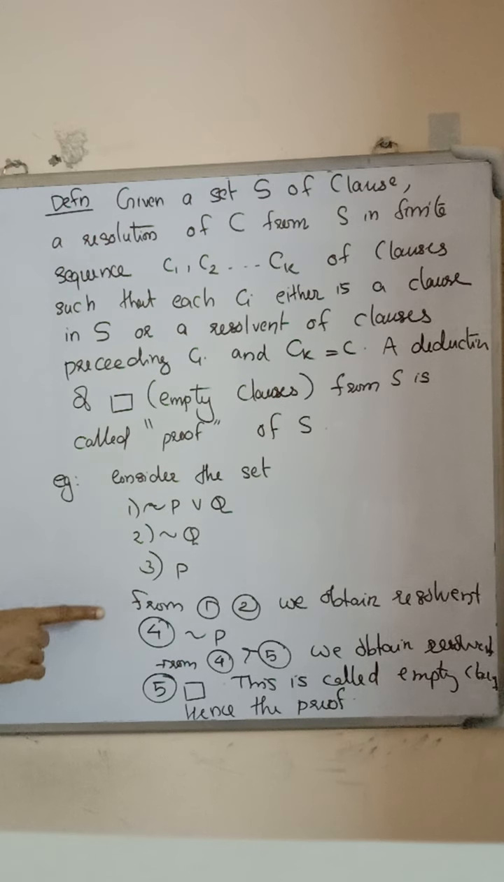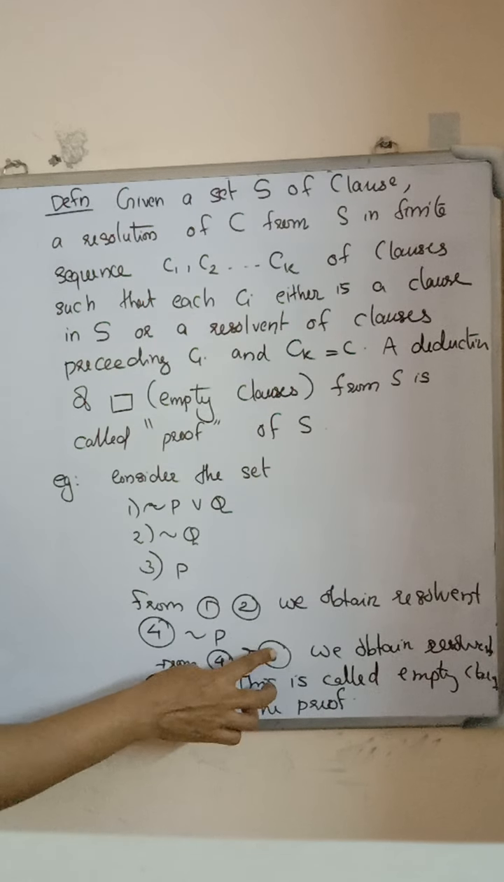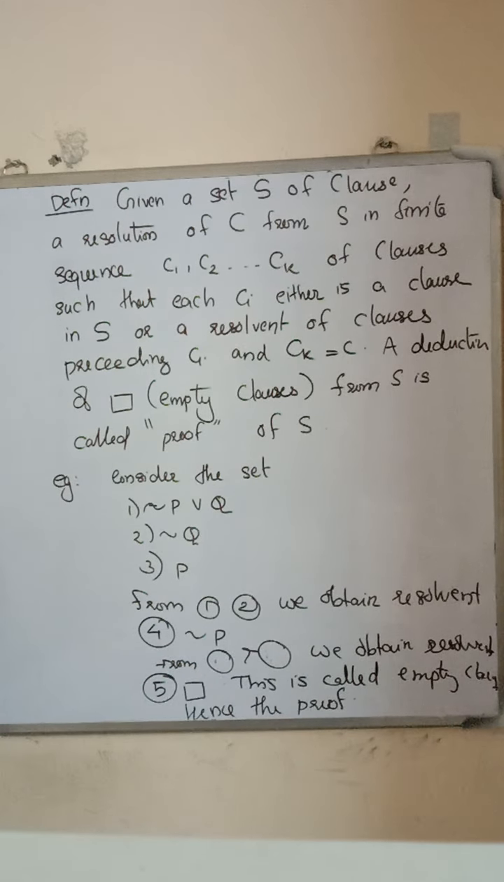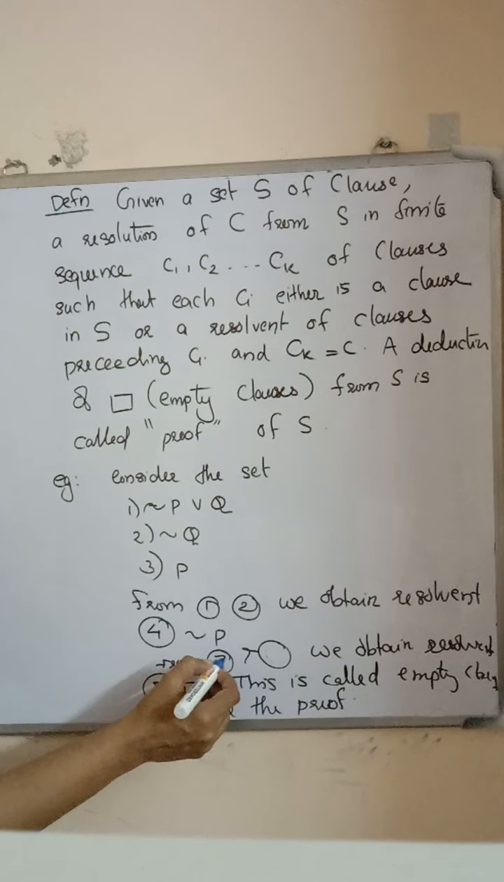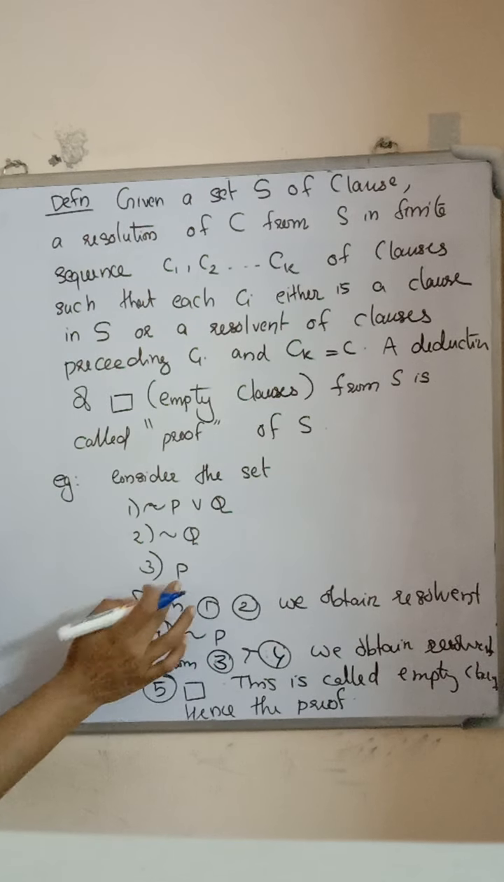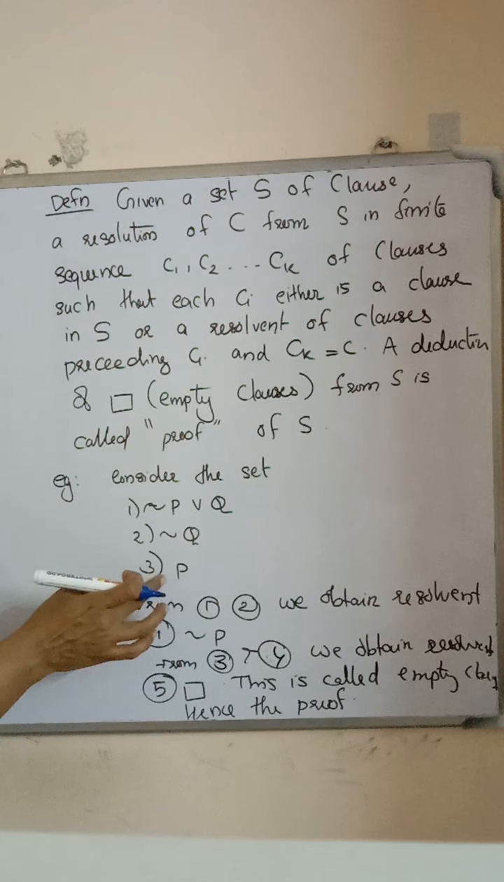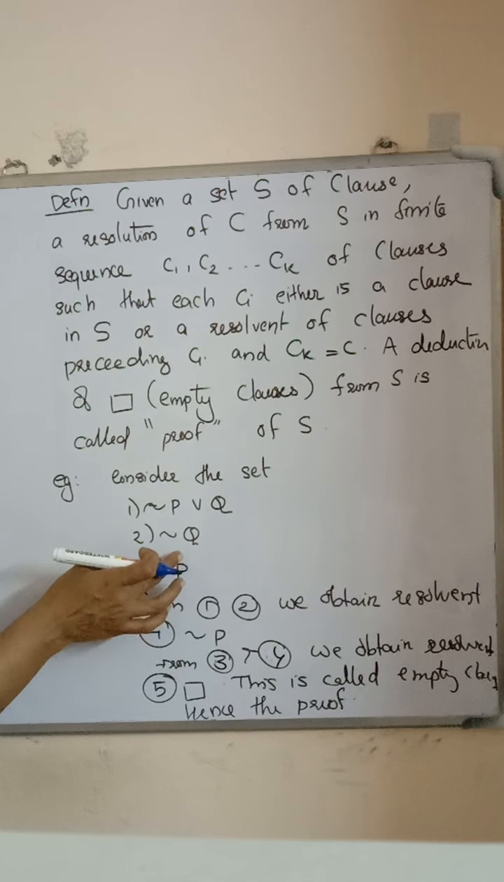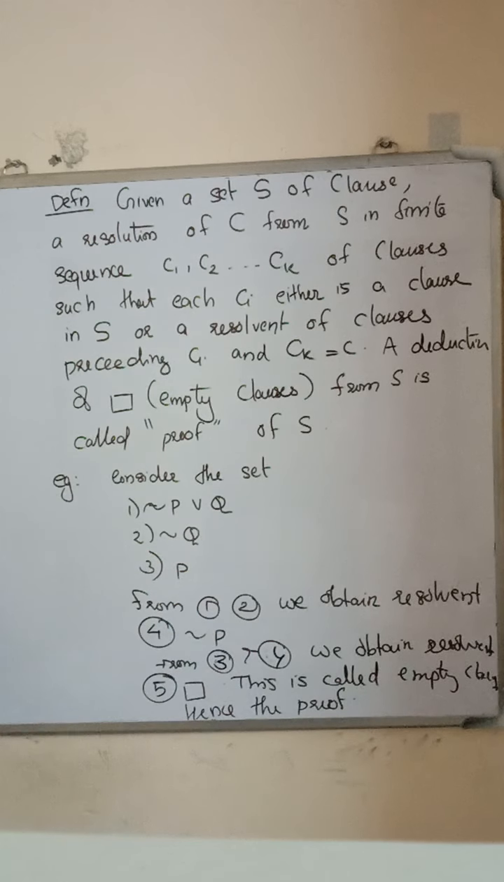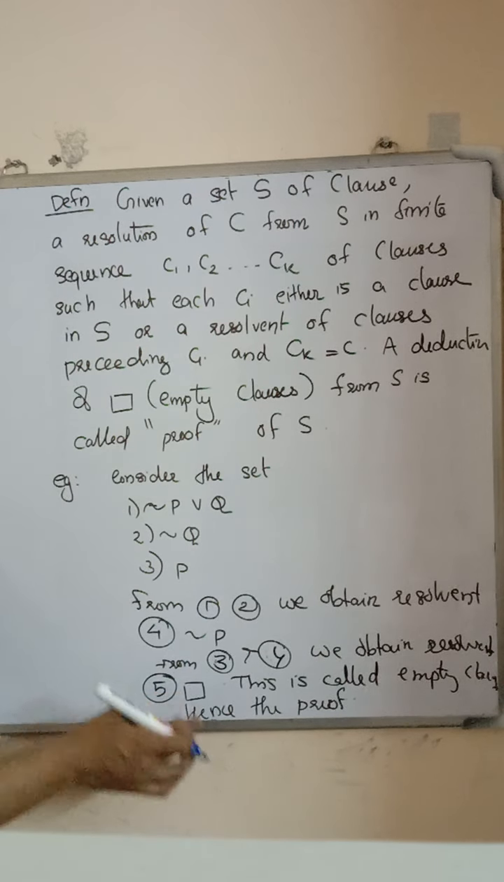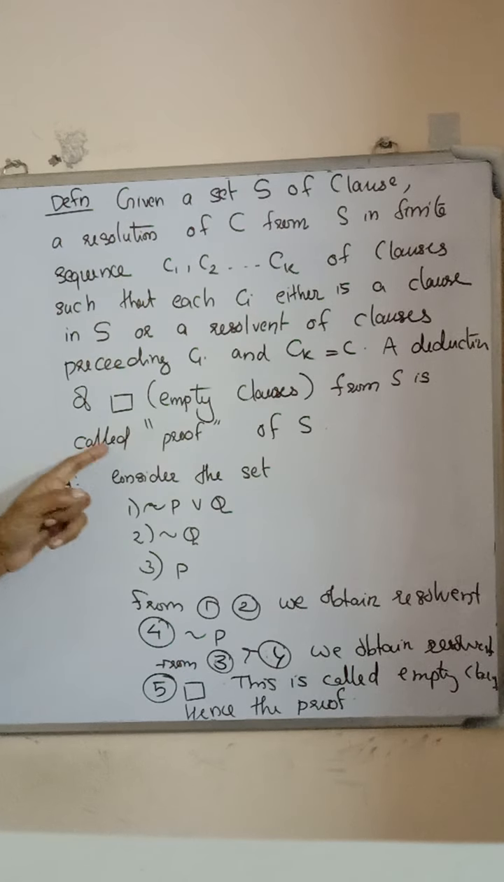Then the resolvent of 3 and 4. In 3 the literal is P, and in 4 the literal is negation P. So, deleting P and negation P, we obtain an empty clause. So here we get an empty clause. Hence, this is the proof of S.